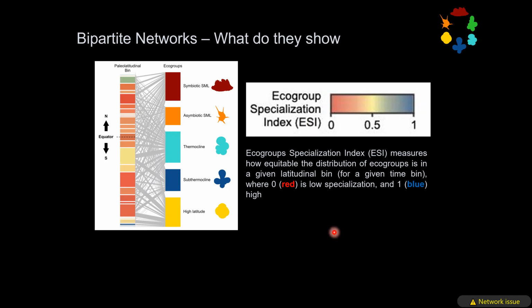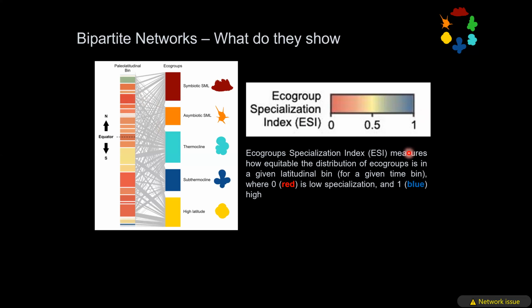What this index measures is how equitable the distribution of ecogroups is in a given latitudinal bin, these 5-degree bins, for a given time period, in this case the last 250,000 years, where red values show low specialization. Low specialization means that with a value close to 0, like it is here, all of the ecogroups present within this bin are present in pretty much equal abundances, equal occurrences, equal distributions. So everything in that bin is getting on very well.